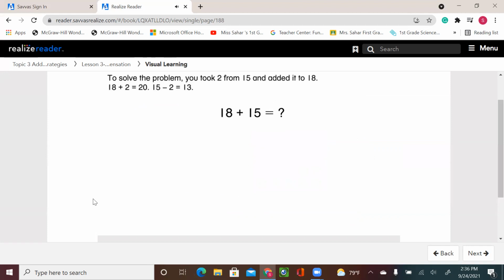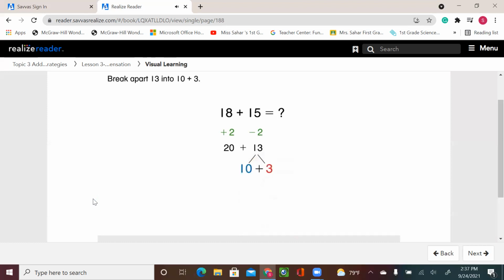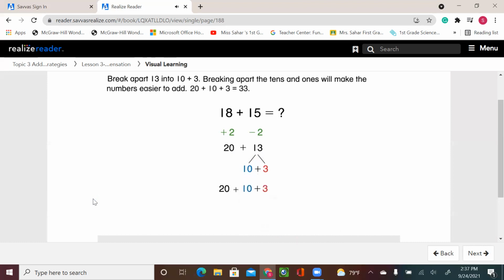To solve the problem, you took 2 from 15 and added it to 18. 18 plus 2 equals 20. 15 minus 2 equals 13. Break apart 13 into 10 plus 3. Breaking apart the 10s and 1s will make the numbers easier to add. 20 plus 10 plus 3 equals 33. So, 20 plus 13 equals 33.